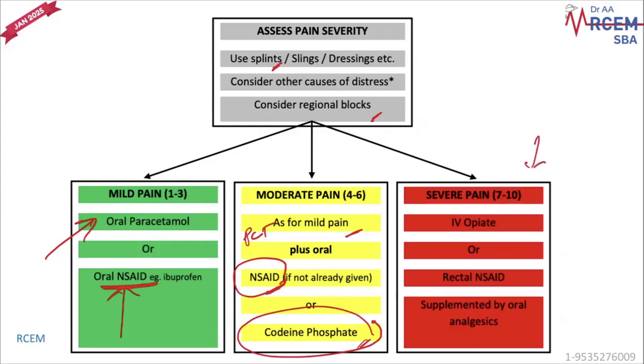What about severe pain? In severe pain, opiates are the preferred one. IV opiates, morphine is the preferred one. You end up giving morphine for this patient.